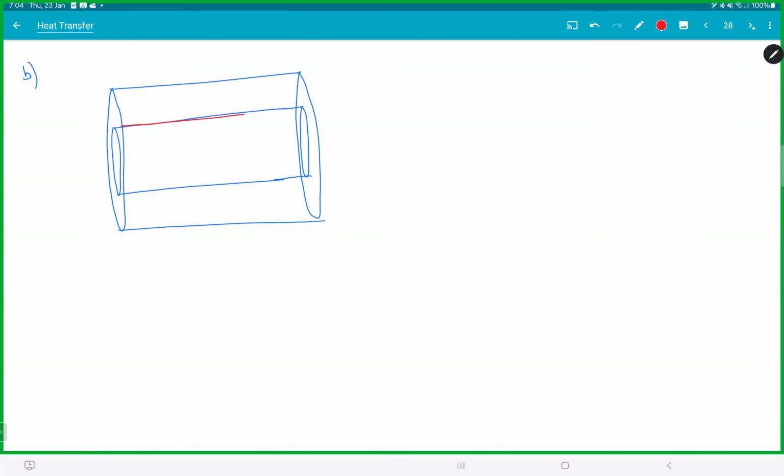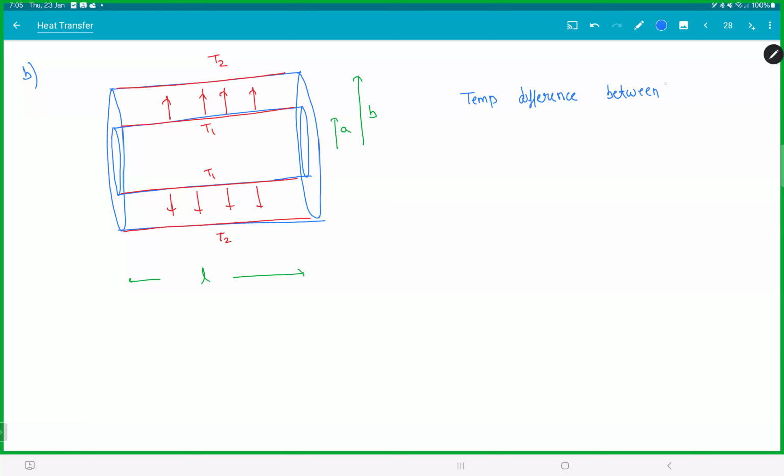This time the inside temperature is T1, the outside temperature is T2. Means now the heat is flowing this way, radially. This is A, this is B, length is L. Temperature differences between inner and the outer surface. Find R equivalent. So depending on where you apply temperature, distance changes.